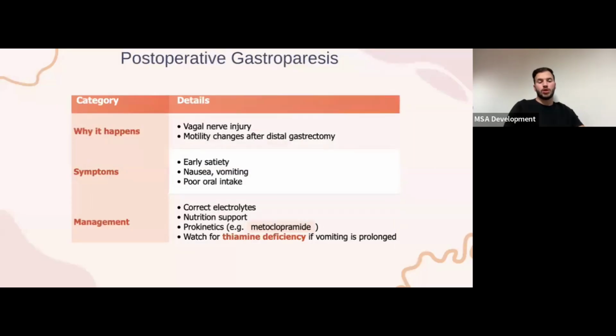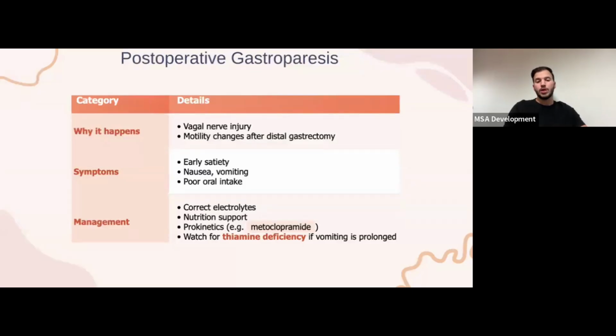Now, right now we're going to talk about the post-operative gastroparesis. Why does it happen? It's mainly due to the vagal nerve injury, and also we have motility changes after the distal gastrectomy. How does the patient present? We have early satiety, nausea, vomiting, and poor oral intake. How do you manage these patients? First of all, we correct the electrolytes. We provide nutritional support, prokinetics like metoclopramide, and we watch and check for thiamine deficiency if the vomiting is prolonged.